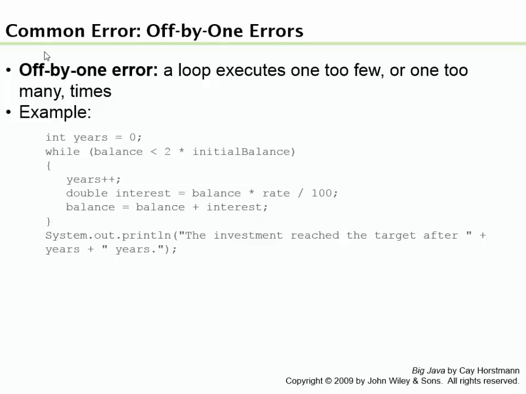So here's an example. We set years to 0. We want to wait until the initial balance is doubled. So while the balance is less than that, we add 1 to the years, figure out the interest rate, and then add that interest to the balance, and we go back around.